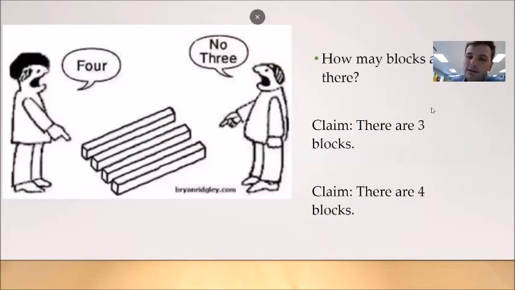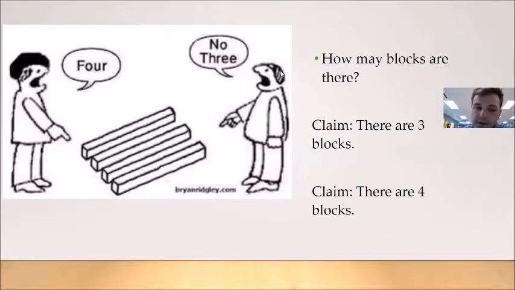So if we were to look at this example here, we can see that we have a person with a hat on and a person without a hat on. And we're asking the question, how many blocks are there? Well, if you stare at it long enough, you'll see maybe 3, maybe 4. I've heard higher numbers, right? But this is an optical illusion here.